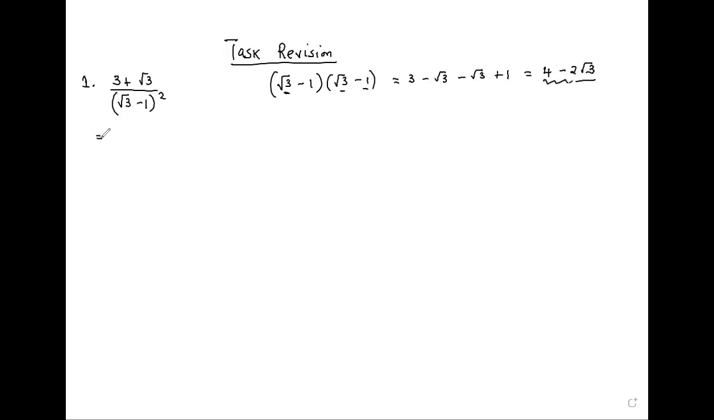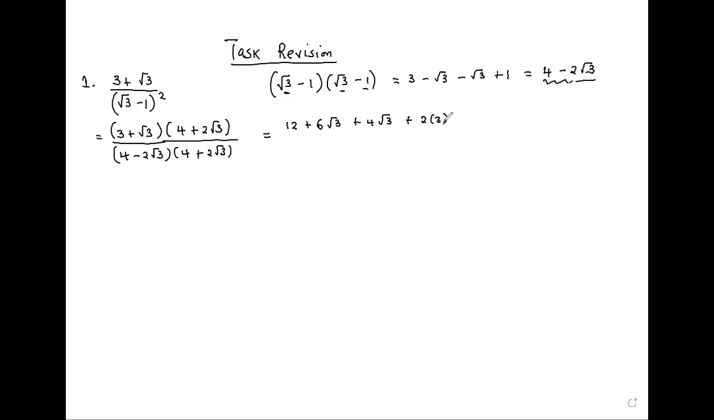Then you get the question and say, so we now have 3 plus root 3 over 4 minus 2 root 3. Then you multiply now the numerator by the conjugate of the denominator, and down 4 plus 2 root 3. So we get 12 plus 6 root 3 plus 4 root 3 plus 2 times 3.